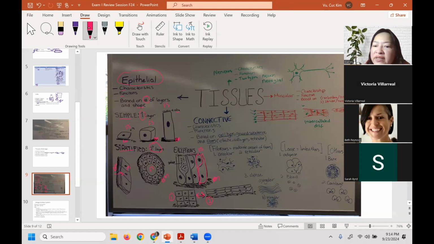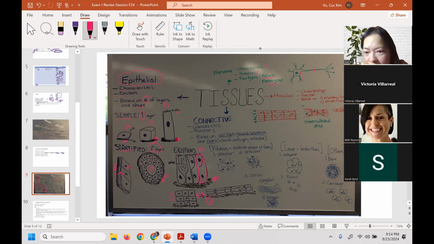Okay. Then nervous, make sure you know the characteristics, the function. There's two types. There's neurons, which are the actual nerve cells, and then the nerve glial, which are the supportive cells. So this is what a neuron looks like. It has three main components. It's got the dendrites, it's got the soma, and then it's got the axon.